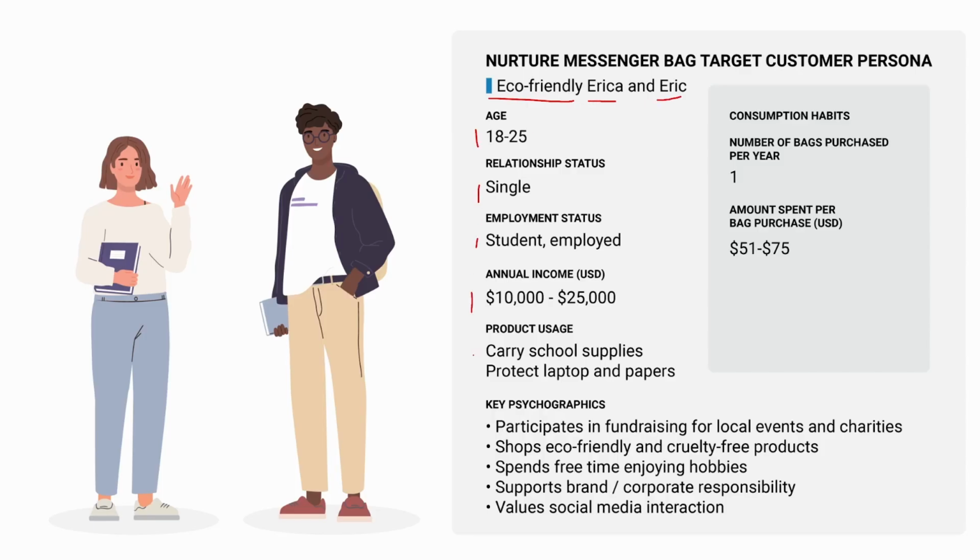It's predefined by you, by the company, and these characteristics change depending on external factors, obviously. These are not set in stone. I'll show you in a second why. So we can know these are students, single, low income. They care about social media interaction. They enjoy their hobbies in their free time. Also care about eco-friendly, cruelty-free products.